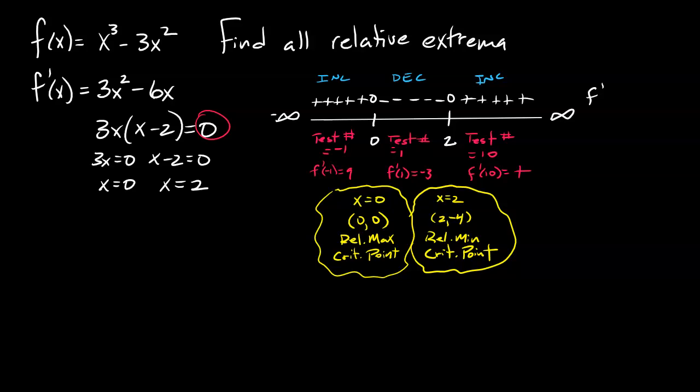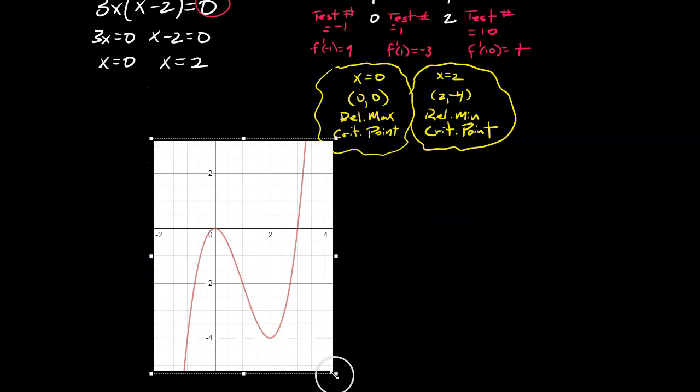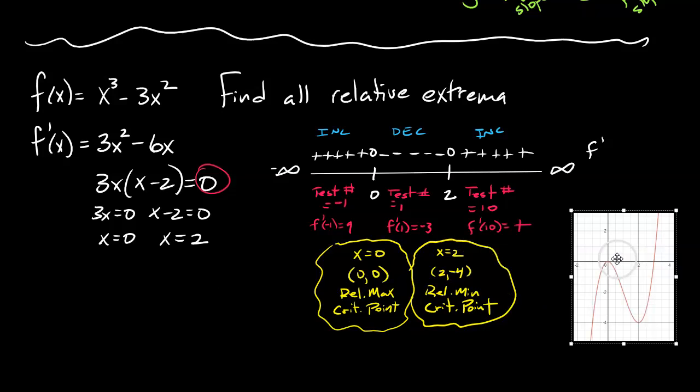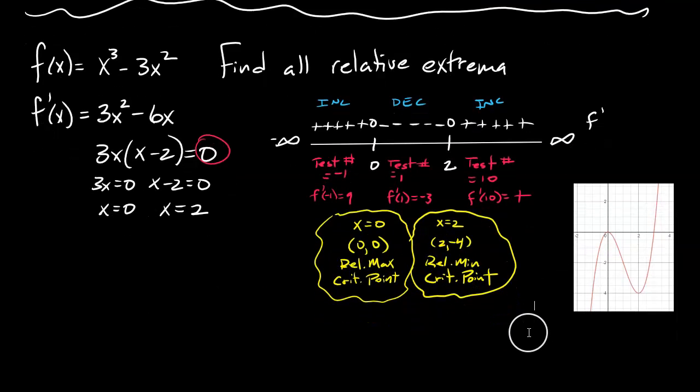How are we feeling on this one? I picked a relatively straightforward question. Oh, wait. This is what the graph looks like, if that helps. It was a cubic, so we could have actually kind of known the general shape anyway.